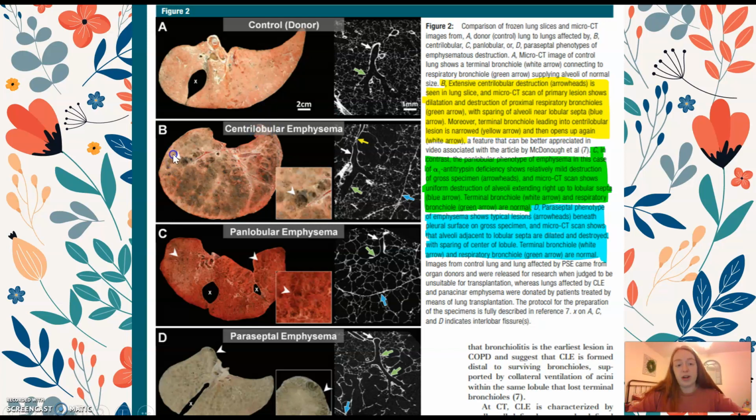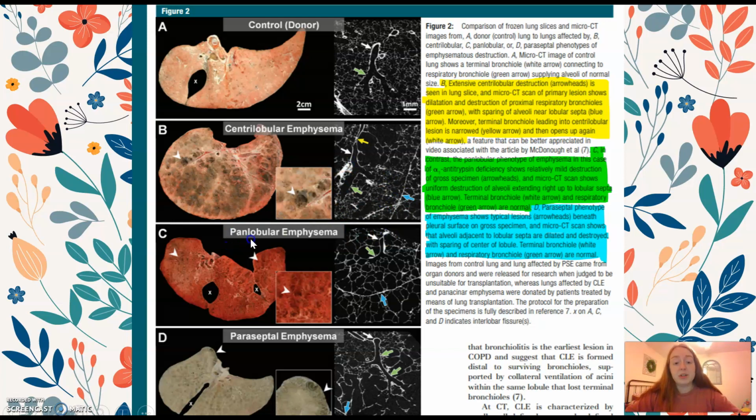As you see on the white arrowheads, this is what's seen to the naked eye without any kind of imaging done. They look like these deep, shadowy holes, almost like you can see through the lung, so that's obviously not good. But basically in this example, we have some narrowing here, some dilation of different bronchioles and terminals. However, the lower lobules are usually not affected.